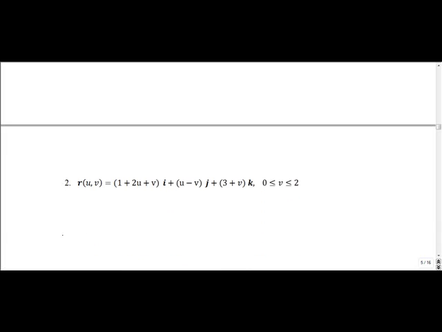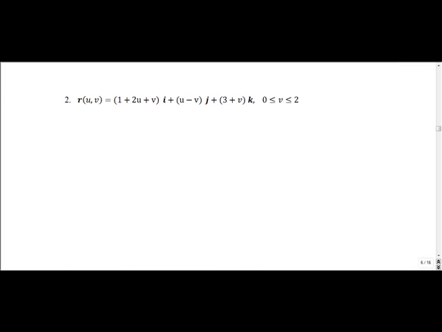Number 2. So this is your equation for the surface, and v lies between 0 and 2, and I don't know why I didn't say what u lies between. Let's assume that u lies between 0 and 1. Okay, let's write out the parametric equations. x equals 1 plus 2u plus v, number 1. y equals u minus v, number 2. z equals 3 plus v, number 3.